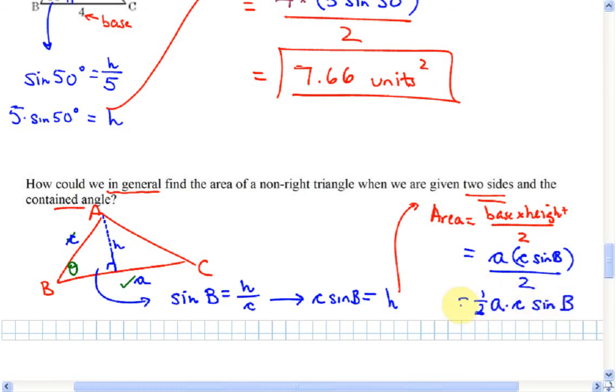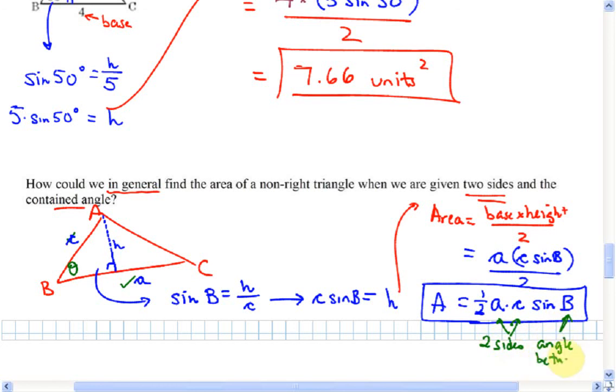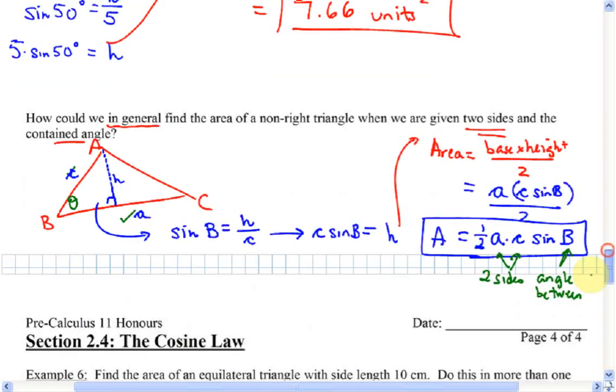So if you ever want to figure out the area of a triangle now, this formula works for all triangles. Okay? All you need to know is two sides, and B is the angle between the two sides. Okay? The ultimate area law.